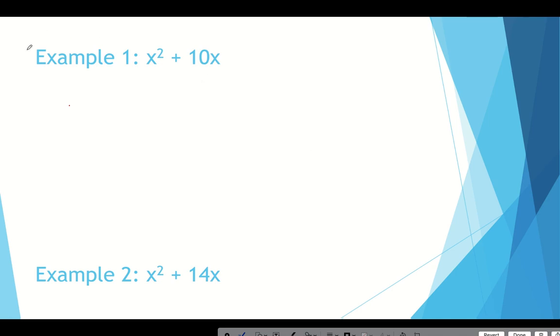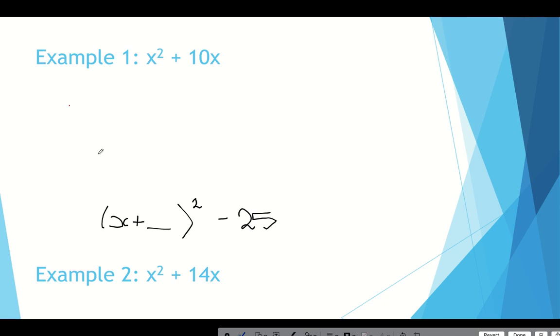What I would like you to do is have a go at this question. The answer is going to be x plus something squared, and then we're going to do minus 25. I'd like you to work out what this something is going to be.